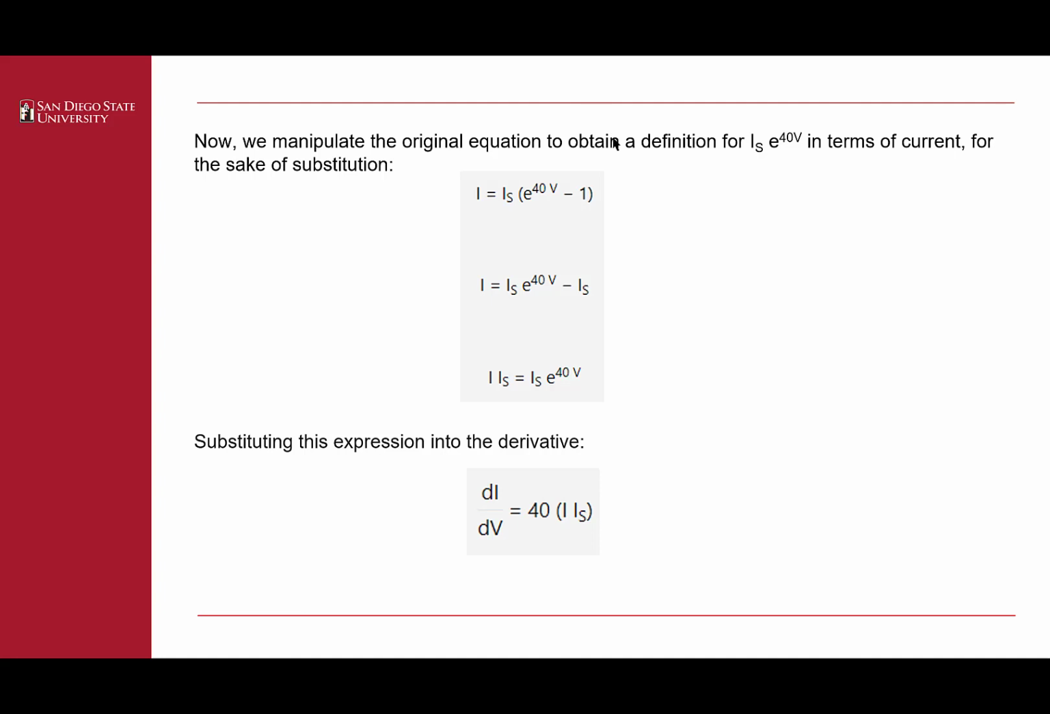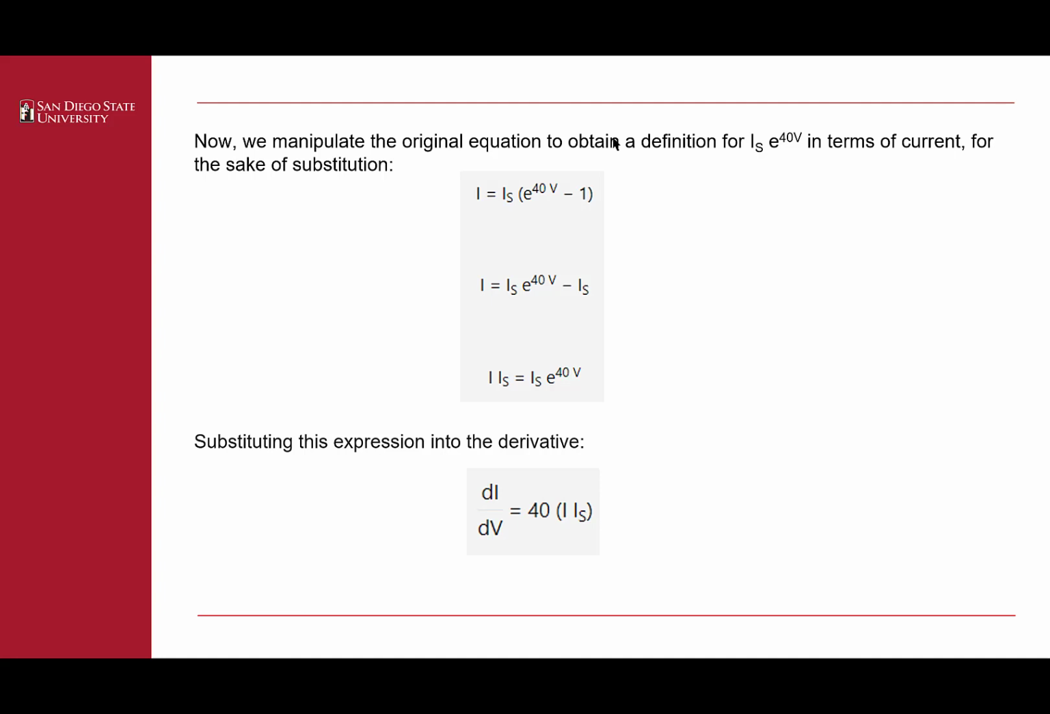Actually I am quite sure about that, there should be a plus sign because it is an addition. It must be I plus Is equals Is times e to the 40V. Because we have moved the negative Is to the other side, which will make it a positive addition. Then there should be a plus sign, but it is not shown here because of an error. But we can be sure about that. So I plus Is equals Is times e to the 40V.